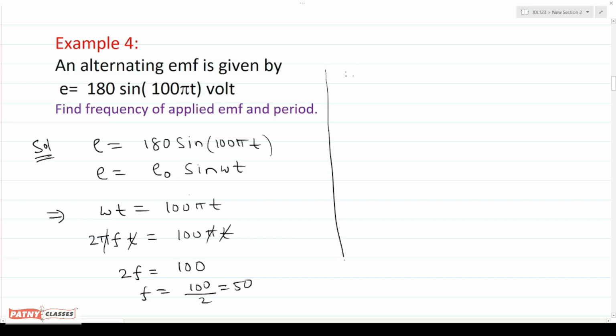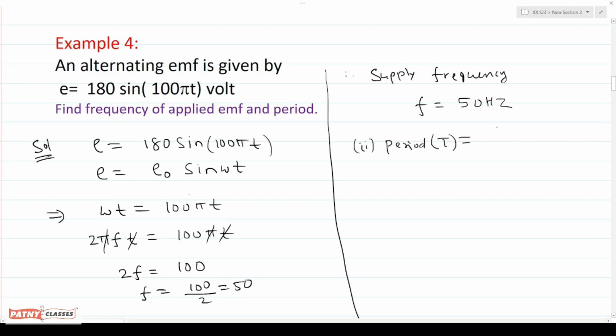Therefore supply frequency F equals to 50 Hertz. Now the second part, period. Period, that is denoted by capital T, equals to 1 upon F, that is equals to 1 upon 50, that is equals to 0.02. Therefore, period T equals to 0.02 seconds.